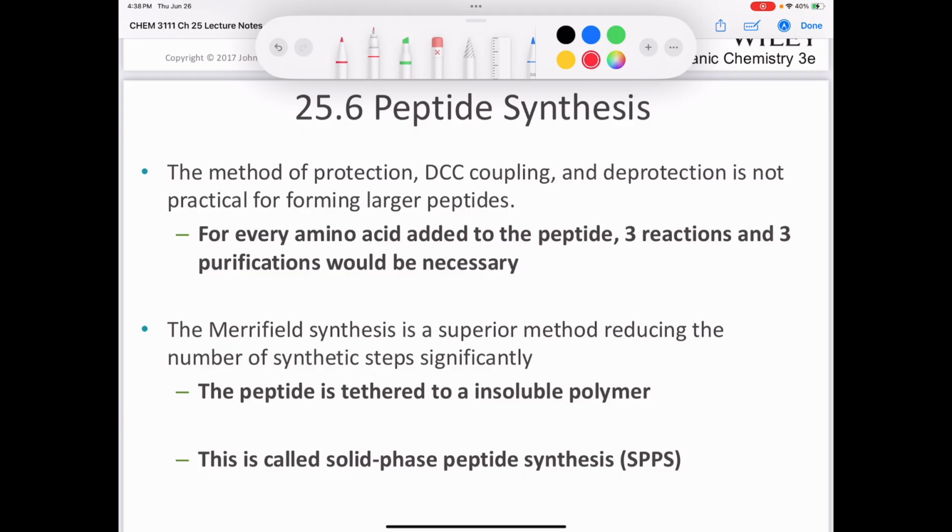Now this method of protecting group, DCC coupling, deprotection is great if you want to make a dipeptide. Sure, you could do that in your fume hood, but if you want to make a bigger peptide, it says here that for every amino acid added to the peptide, 3 reactions and 3 purifications would be necessary. And so Merrifield came up with something that we call the Merrifield synthesis, which is a superior method for reducing the number of synthetic steps greatly. The way that Merrifield designed it is that the peptide is actually tethered to an insoluble polymer, like a polystyrene type polymer, and we call this solid phase peptide synthesis.